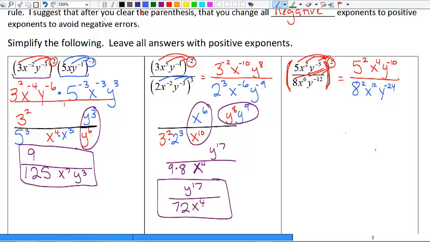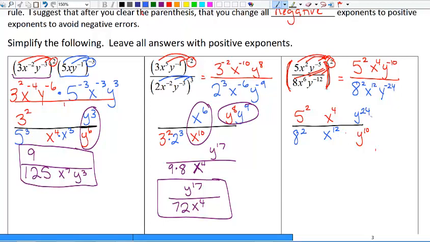So now that I have the parentheses cleared, I would like to deal with getting rid of any negative exponents. So on my red numbers in the numerator, 5 squared had a positive exponent, so it stays put. X to the 4 had a positive exponent, so it stays put. Y to the negative 10 has a negative exponent, so I'm going to move it downstairs to make it positive, or happy. On the denominator, 8 squared was a positive exponent, so it stays. X to the 12 had a positive exponent, so it stays. And y to the negative 24 had a negative exponent, so it's going to move to the numerator.